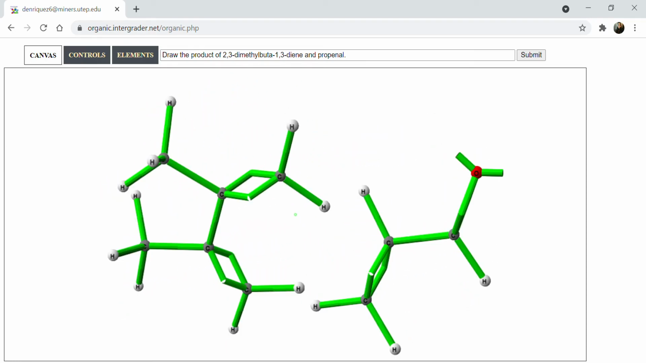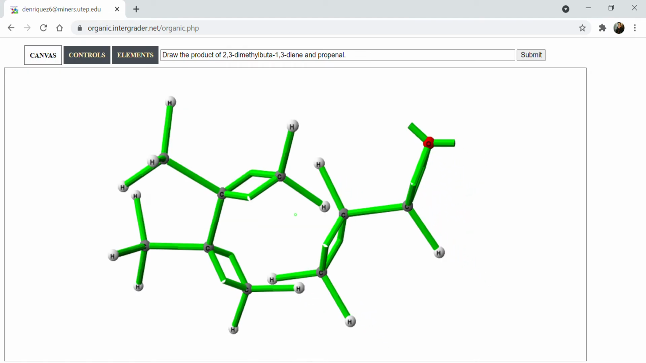Okay, so we have our diene over here and our dienophile over here. It doesn't matter where the oxygen goes because either way it's going to be in the same position when you count. So if you're counting from the right, it's going to be the same position. If you're counting from the left, it's going to be the same position. So I'm just going to go ahead and move this closer, and then I'll start moving everything else.